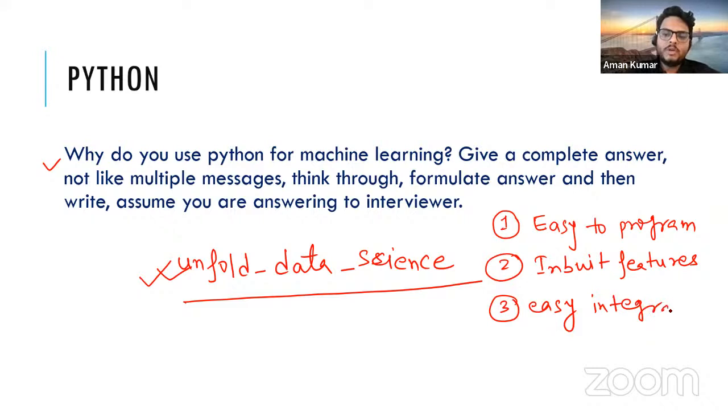Integrable means you want to use it with, let's say, Unix. You want to use it with, let's say, Azure machine learning. You want to use it on AWS. Easily integrable, right? And then easy to program, lot of inbuilt features, easily integrable. And what all I can say, all the modern deep learning libraries, all the modern deep learning technologies, for example, TensorFlow, PyTorch, Keras, all these things are in Python first, right? So lot of libraries we can say, library support. So four things I have written here. One more thing I can write here.